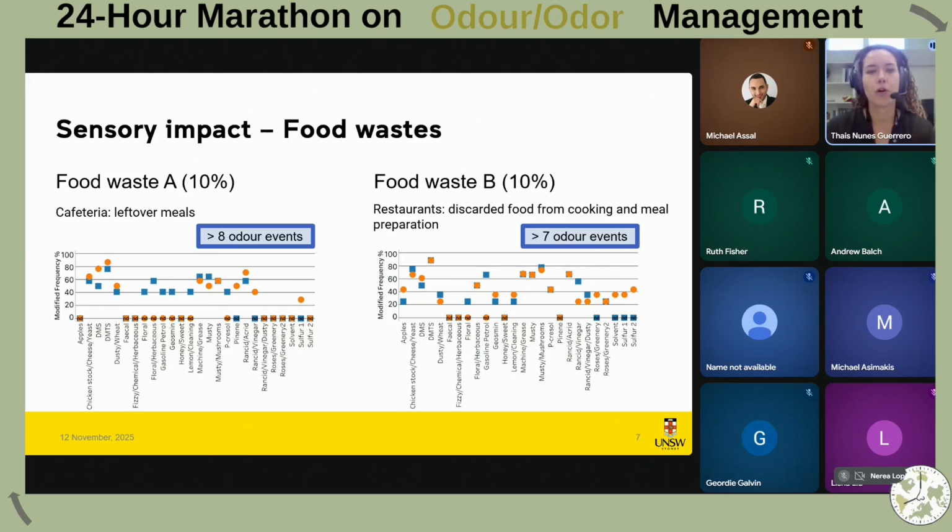But in particular, we're not only interested in the increase, but mostly we're very concerned when we have an odor event that was non-detected before, and now it has been detected in this new process. And that was particularly important for food waste A. And this modified frequency, which we are showing here, considers both the frequency and intensity of odor events. So these odor events that increase, they could be either more frequent now, or they have higher intensities.